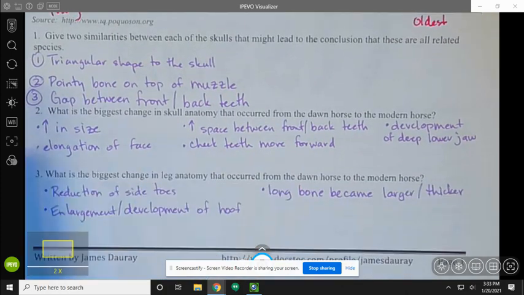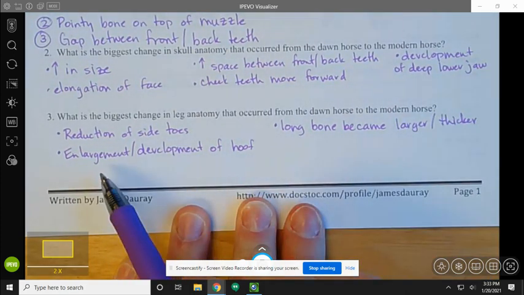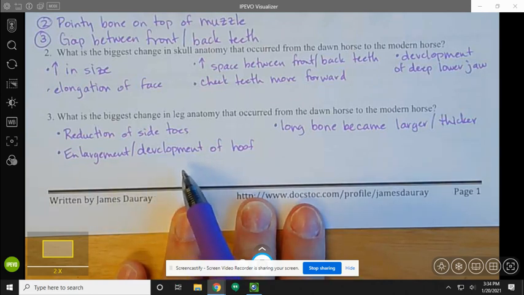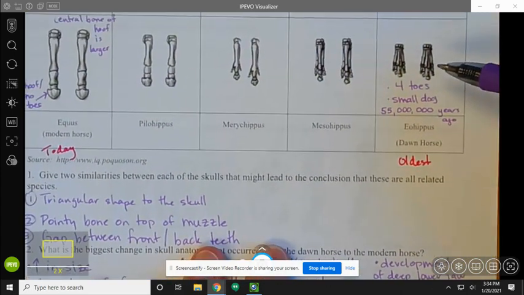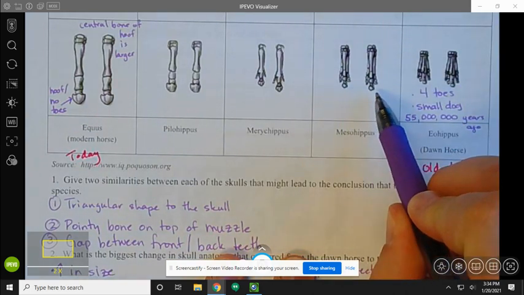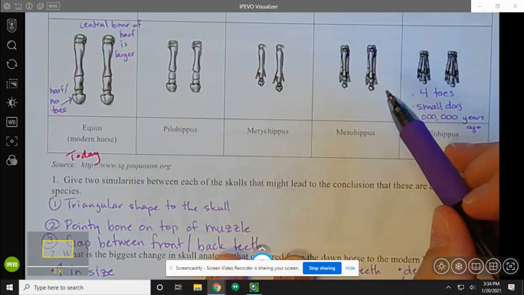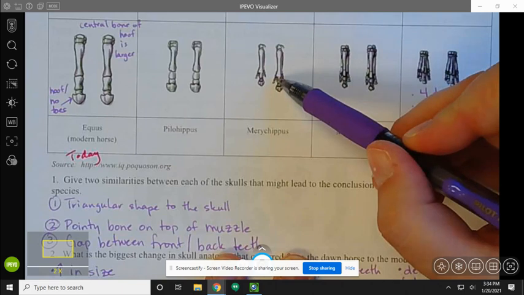Okay, so over time, we said that there's a reduction of side toes. There's an enlargement or development at the beginning of the hoof, and the large bone became larger and thicker. Here at the beginning with the Dawn horse, we can see that horses used to have feet kind of like what we're seeing with dog paws. But over time, horses started to walk essentially on their middle finger. And so that required a much thicker bone. So some of these smaller bones started to fuse together. And we can see that happening over time.